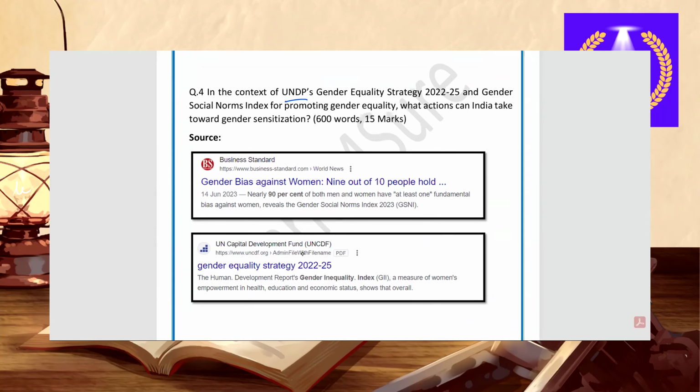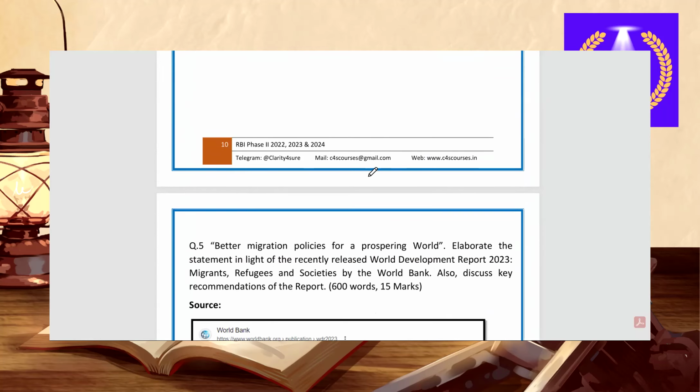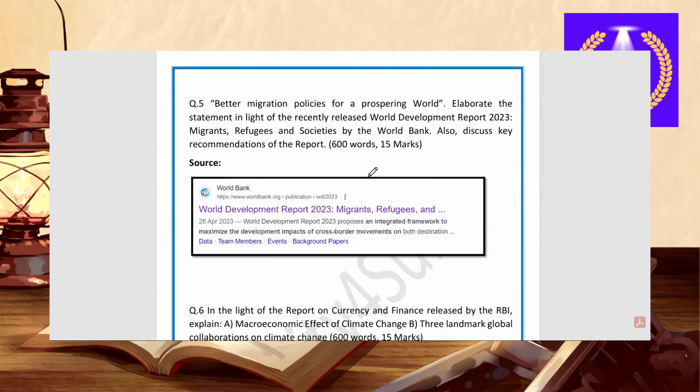If UNDP gender equality strategy, they are asking question from this, then it was there in the news in 23 के ये questions हैं कि gender bias against the women और ये reports देखिए आप. Okay, तो जो important reports हैं, जो like major reports हैं, वो भी आपको cover up करने हैं. Better migration policies for preparing world migration से 23 में भी क्वेश्चन आया, 24 में भी क्वेश्चन आया, राइट.